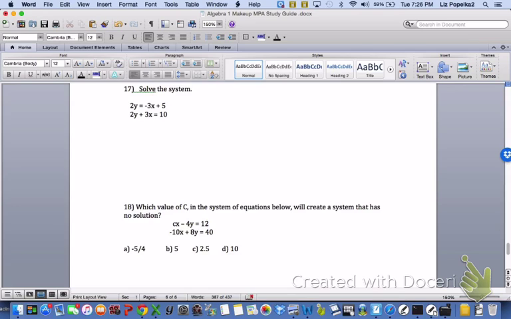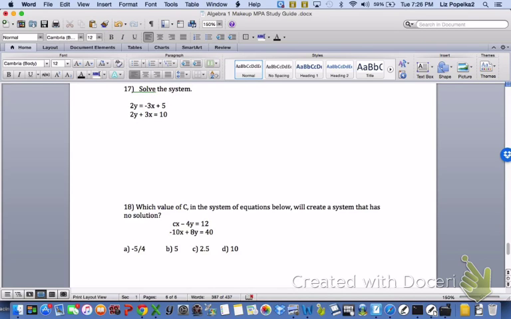Last but not least, for the multiple choice, we've got a system to solve. It's awfully tempting for you to look at these and think that they're set up directly for elimination, but they're not. Because notice that this 3x is on the right side of the equal sign. This one is on the left side, so they are out of alignment.